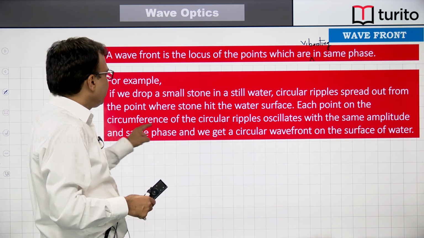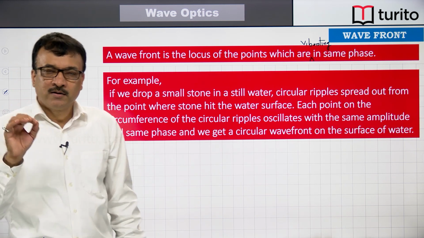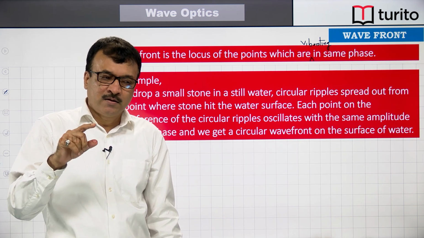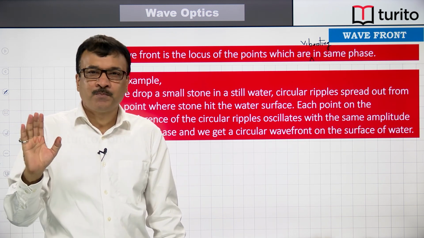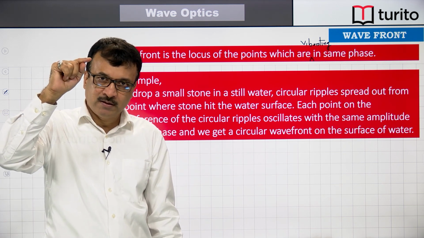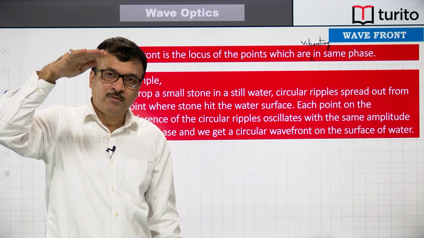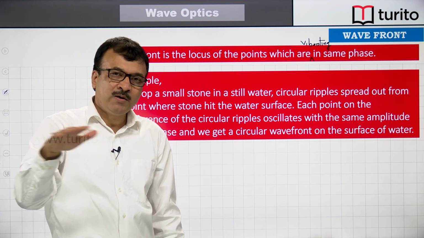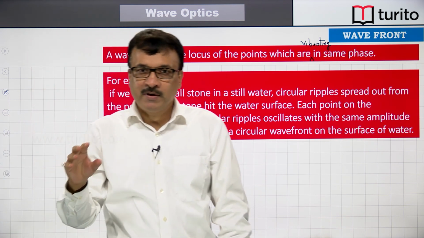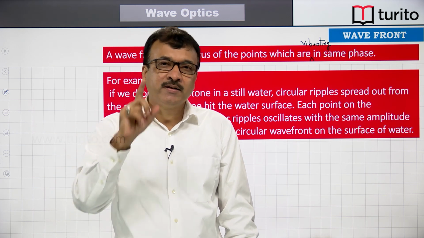Each point on the circumference of the circular ripples oscillates with the same amplitude and same phase. If you look at these ripples carefully, you will find that on the circumference of a single ripple, each particle goes to its maximum height at the same time, and all the particles on the circular ripple move down to the mean position at the same time. Since their positions are the same at the same time, it means that all the particles on the circumference of a single ripple are oscillating in the same phase.